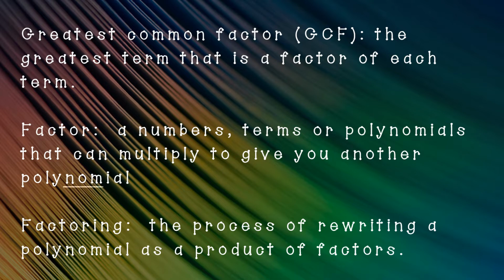The word factor can be used either as a noun or as a verb. So a factor, in terms of a noun, can be a number or a polynomial that can multiply to give you another polynomial. You're used to factors of numbers, like the factors of 6 are 1, 2, 3, and 6. But now we're going to be looking at polynomials, but they are things that multiply to give you another polynomial. The process of factoring is to find those factors and rewrite your polynomial as the product of factors.